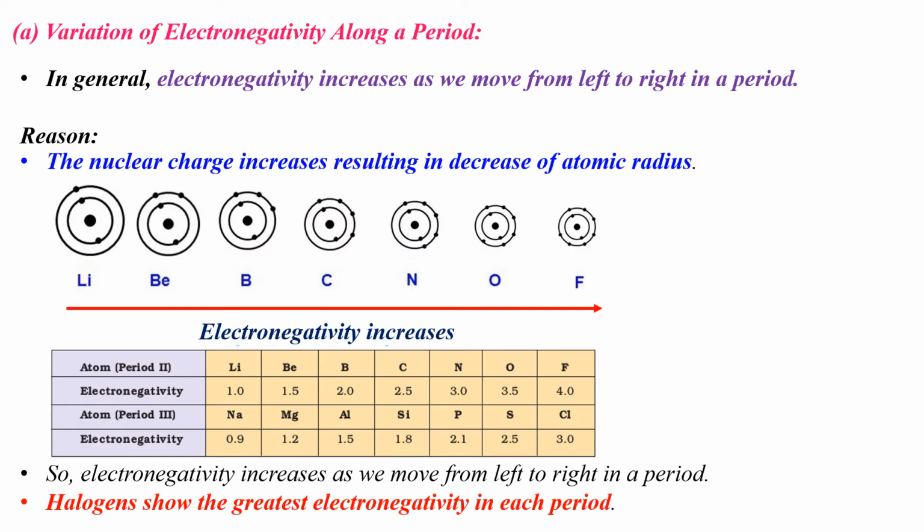Now, let's look at how electronegativity varies along a period. Electronegativity increases as we move from left to right in a period. The reason for this is that as we move from left to right in a period, the nuclear charge increases. As a result, atomic radius decreases. Hence, electronegativity increases as we move from left to right in a period. Note that in each period, halogens show the highest electronegativity.